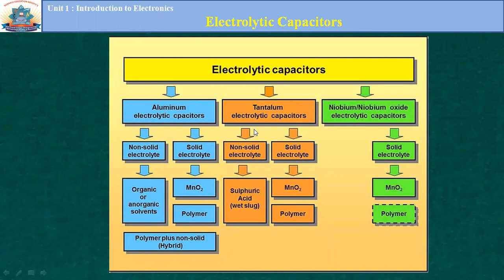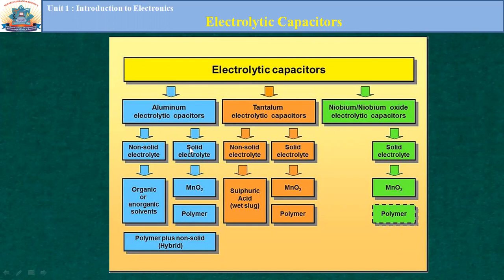Electrolytic capacitors. So these polymers are basically aluminum electrolytic capacitors, tantalum electrolytic capacitors, and niobium oxide electrolytic capacitors. Both aluminum and tantalum have two types, again, non-solid electrolyte and solid electrolyte. The difference is that solid electrolyte means solid particles are present.